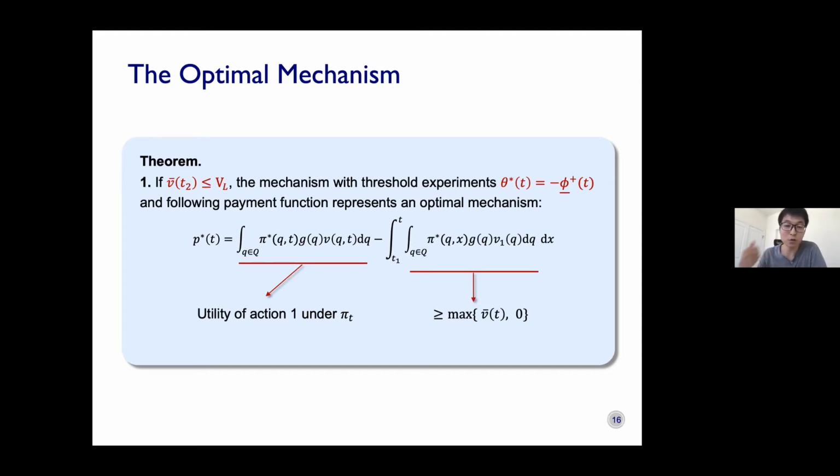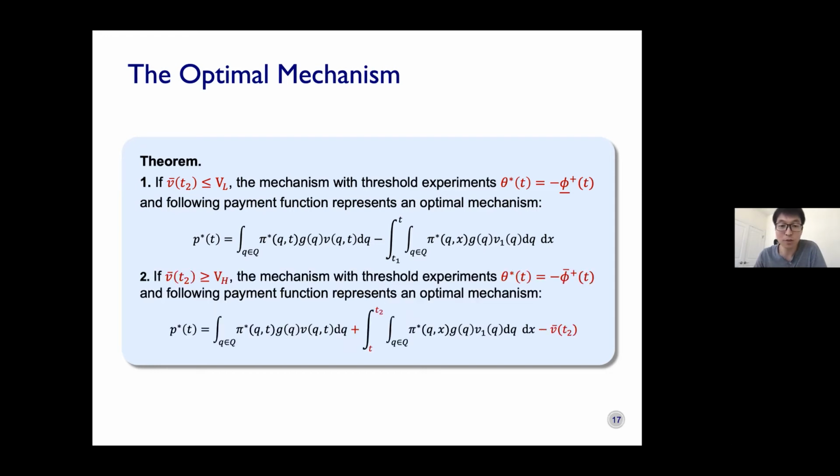And so the crucial technical challenge in proving the result is really to guarantee this kind of IR, as opposed to the classical IR constraint, which simply says this only needs to be non-negative. And you can see this technical difference actually leads to a different format for the other case, which is when V bar T2 is greater or equal to V high, then the optimal mechanism is going to have the following format. It's also a threshold experiment, but with the upper virtual value.